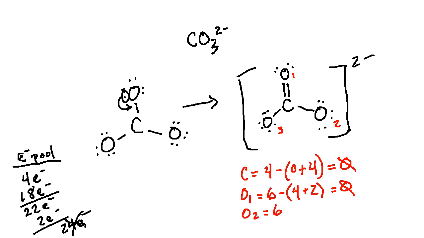So this guy is 6, okay? And then we have 6 and then 1 bond. So that's 7. That's going to be -1. And oxygen 3 would be exactly the same, very similar to the nitrate example here with the oxygens. And there you go. Those are your formal charges that you would have.